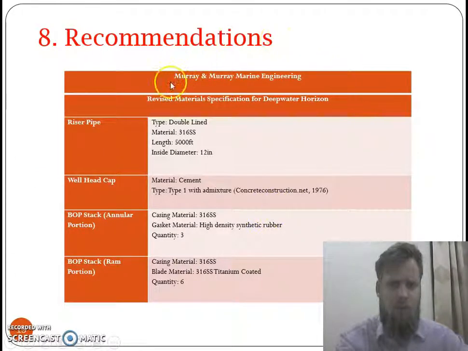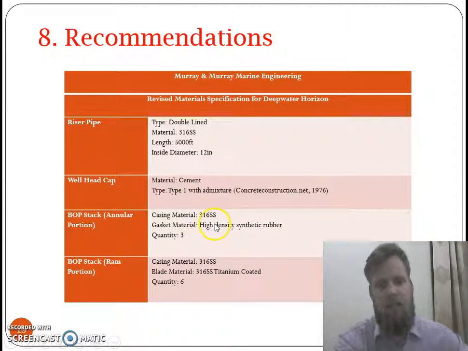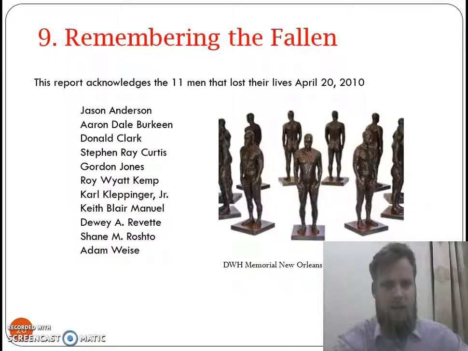So I've included some recommendations basically to change the materials in this rig. So the big one being the riser pipe. I've included some other ones. That cement plug should have been properly specified as well, which would have helped with that.